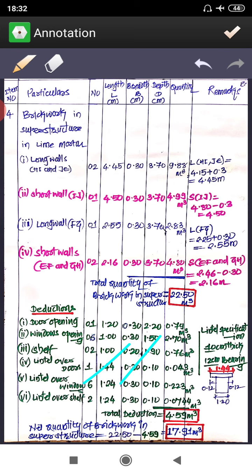Similarly over the window, 6 number, as I said, you have to add 0.12 both the sides, so 1 meter plus 0.24, it is 1.24 and the width is 0.3 and the depth is 0.1, so the quantity here it is 0.223. Similarly for the shelf also I have taken, the shelf quantity is 0.0744, right. So altogether the deduction quantity is 4.59 meter cube. Now the net quantity of brickwork is, I have written it here, that is 22.50 minus 4.59, so it is going to be 17.91 meter cube, right.